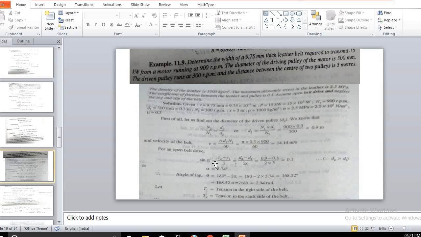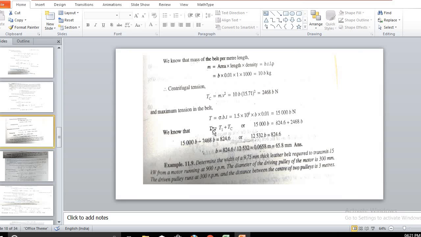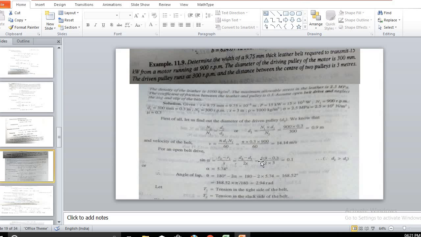Now we can find out, again the same formula we can use. T is equal to sigma b t. Now we can simplify. N2 and N1 are given, diameter D1 is given, so D2 we can find out like this. Velocity we can find out as pi D1 N1 by 60. So we know this velocity. This is an open belt drive. It is given to assume open belt drive and neglect sag and slip of the belt. So slip is also neglected, open belt drive consideration.